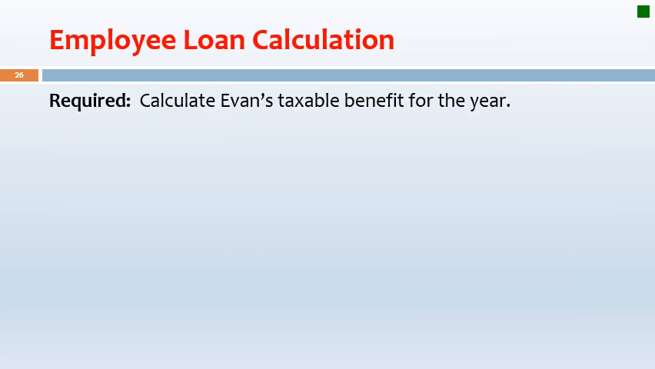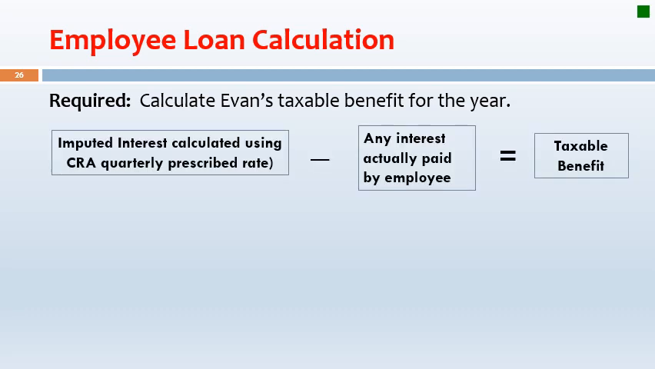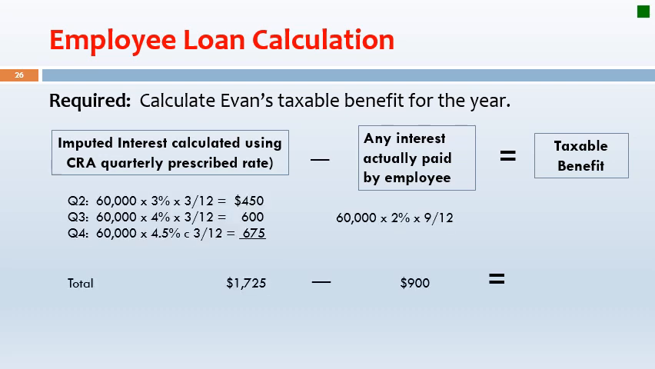All right, let's figure out Evan's taxable benefit from the year as it pertains to the loan. Here's the formula that you should be familiar with at this point, and we'll walk through all the numbers. We'll start with quarter 2. We'll come up with any imputed interest, calculated using the CRA quarterly prescribed rates for the various quarters. We'll ignore quarter 1 because the money wasn't loaned until April, so Evan doesn't have to include anything in his income because the loan wasn't outstanding during quarter 1, so there'll be no quarter 1 income inclusion.